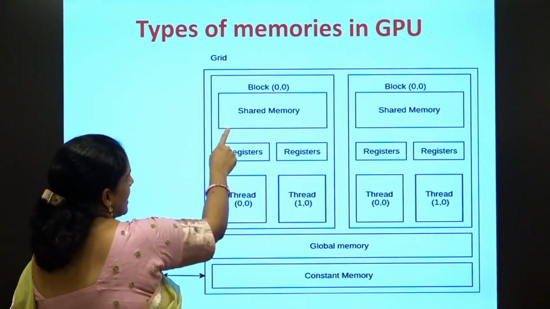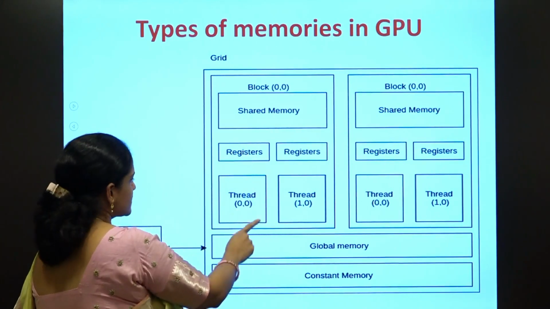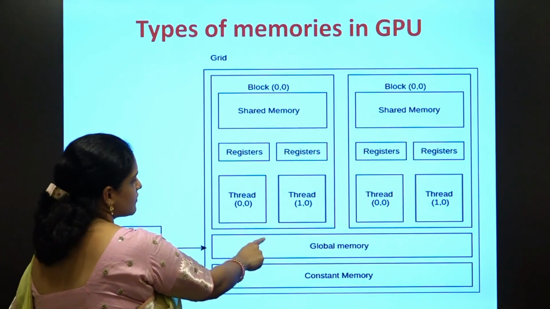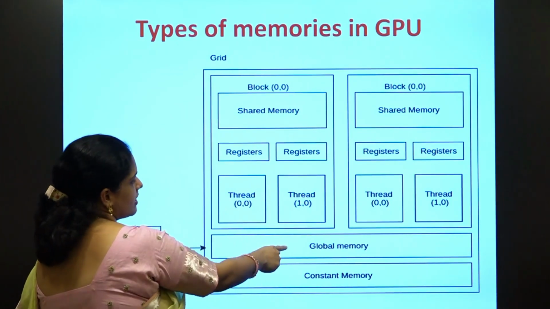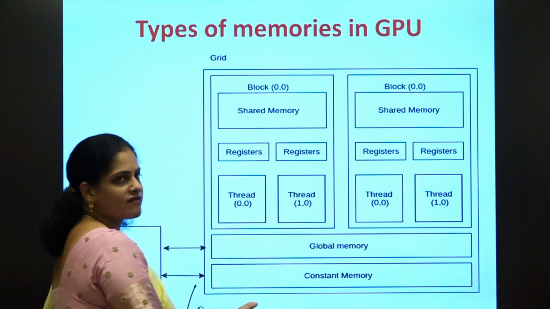We call it a per-block shared memory, and a per-thread private memory, which is called a register. The global memory and constant memory, which are used for communication, are per grid. For the entire grid you have one global memory and one constant memory.